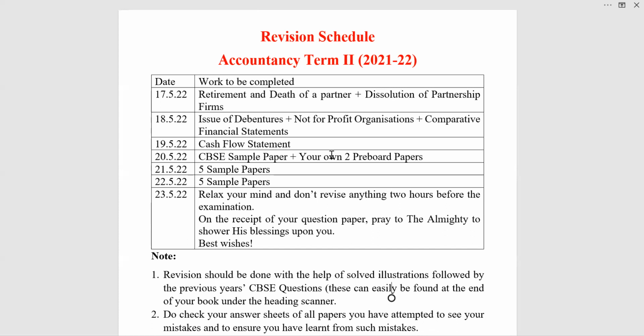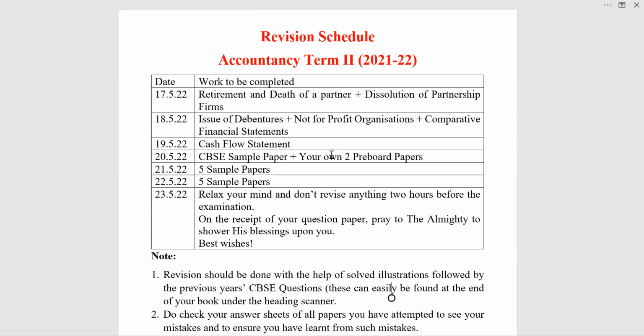On the day of the examination, I suggest you should not revise anything. If you want to revise, just relax your mind and do not bother your mind at least 2 hours before your paper starts. As you receive the question paper on the day of the examination, just pray to the Almighty to shower His blessings upon you.